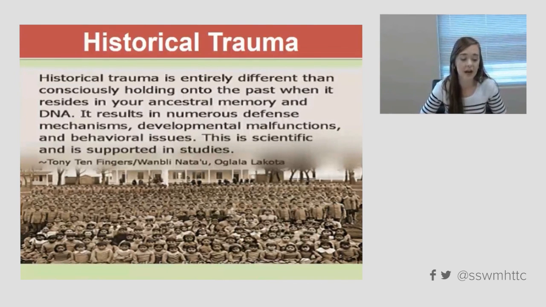I want to read this quote here. Historical trauma is entirely different than consciously holding on to the past when it resides in your ancestral memory and DNA. It results in numerous defense mechanisms, developmental malfunctions, and behavioral issues. This is scientific and supported in studies. And so what essentially happens is, due to the trauma response of cortisol levels and stress hormones being out of balance in the individual members of a community that underwent a mass trauma, such as genocide, such as relocation, such as mass rapes, mass murders, things along those lines, those trauma responses actually do get transmitted, and the genes that are expressed change throughout the generations.